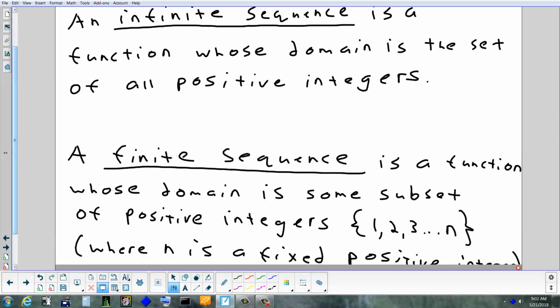So for an infinite sequence, the domain for the formula that describes it is all positive integers, versus a finite sequence, where the domain would be a subset of the positive integers. The subset would be all numbers from 1 up to something, okay, up to n.